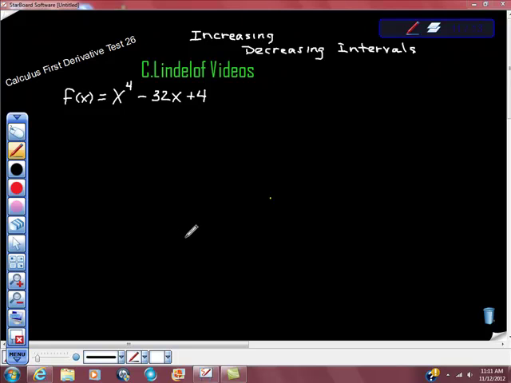All right, calculus, the first derivative test, number 26. We're looking for increasing and decreasing intervals. We're looking for critical values. Critical values are where the slope goes to zero or the function is non-differentiable. So we're looking for any issues here, which I don't see.